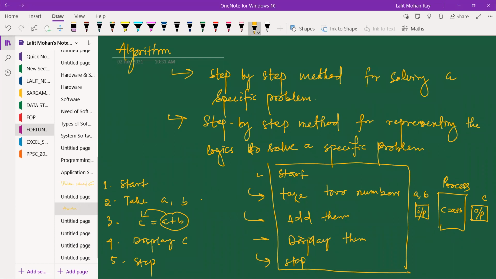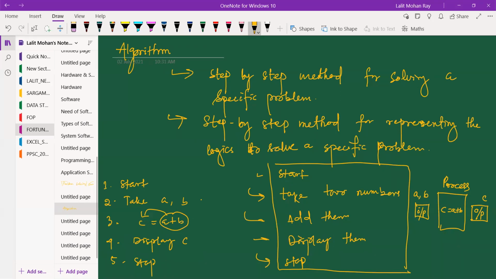We are solving here a specific problem. By writing these steps, can I find the roots of quadratic equation? No, these steps are written for finding the sum of two numbers. So for a specific problem, we can write a specific number of steps. In the second definition, it is a step-by-step method for representing the logic to solve a problem. So to solve a specific problem, this is the logic behind this. Clear? Yes, sir.